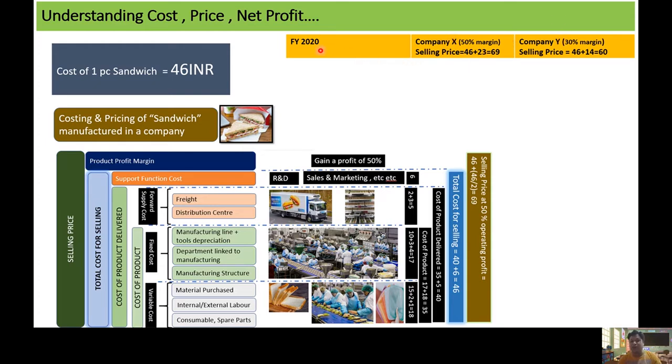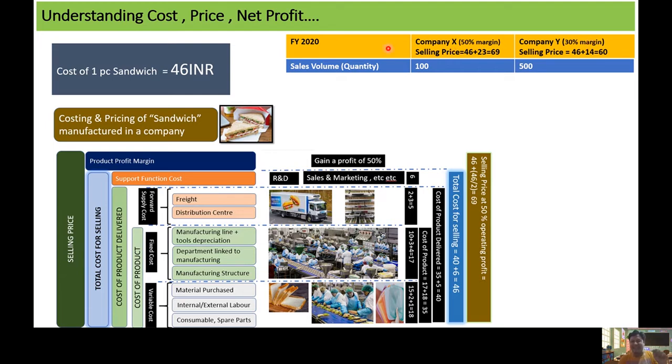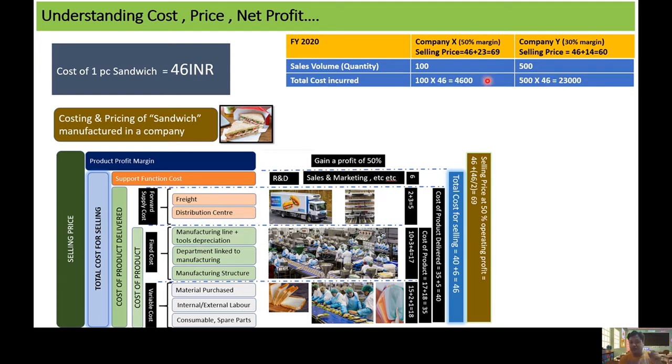But in the financial year 2020, company X wants to sell one sandwich at a 50% margin, and company Y is okay to sell at a 30% margin. Now, let us consider that the volume or the quantity sold in the year 2020 by company X is 100 and by company Y is 500, maybe because they were cheaper than company X. Therefore, the total cost incurred is 100 into 46, which is 4600, and the total cost incurred by company Y is 500 times 46, which is 23,000.